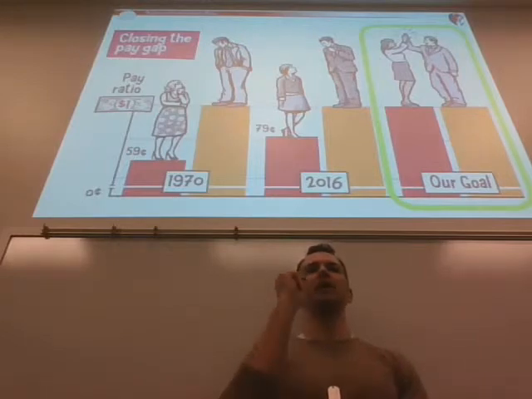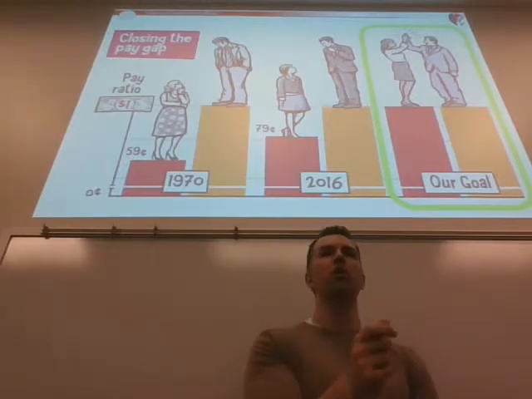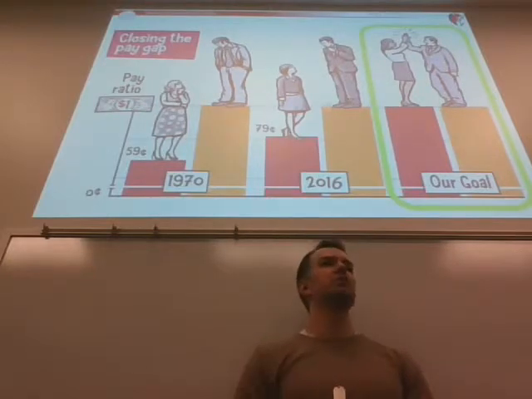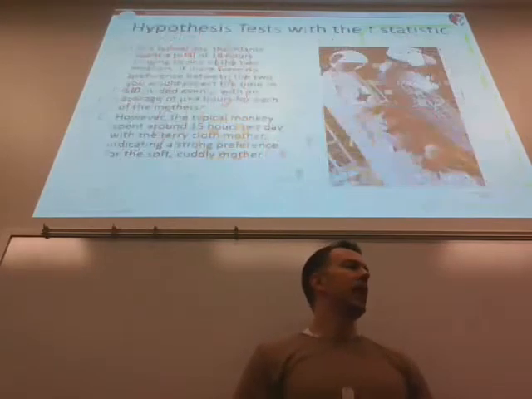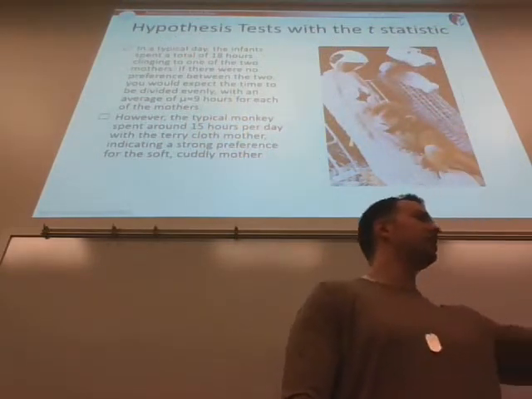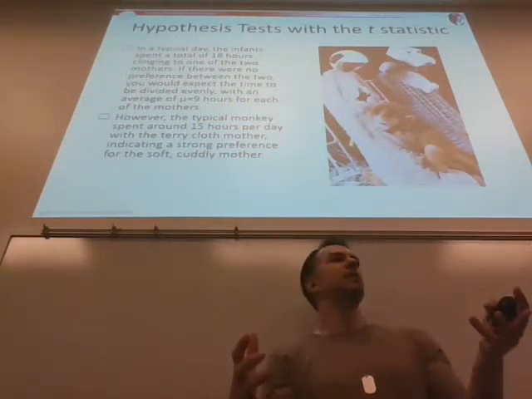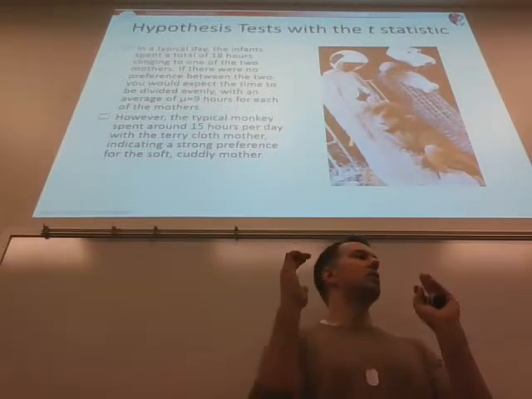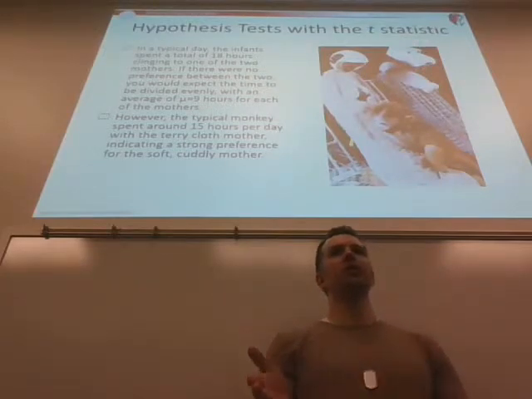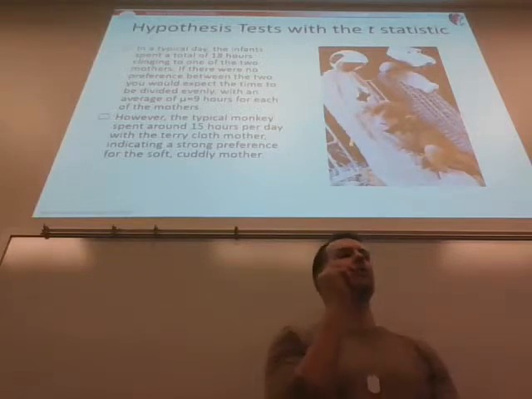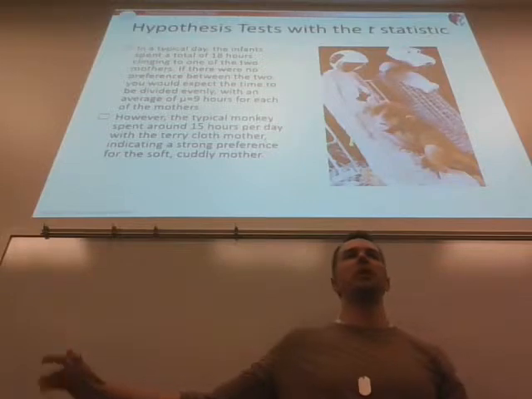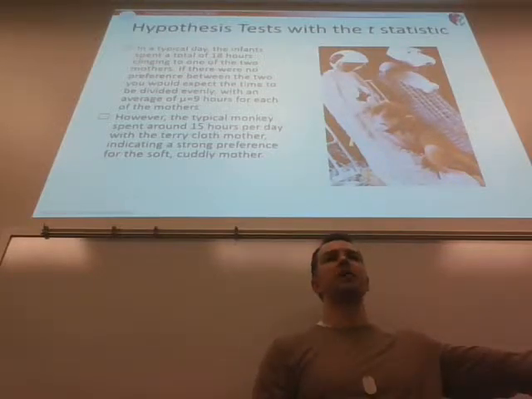And think to yourself, if there's no effect, if there's no preference, if there's no difference, what would I expect that mean to be? So we have that here in this question, where these monkeys spend 18 hours a day with either of the mothers. So if there was no preference between the two, then they would split that time right in half. And we know that if we are dealing with monkeys that have no preference, 9 hours of the day they'll spend with the terry cloth mother, 9 hours of the day they'll spend with the wire mesh mother.